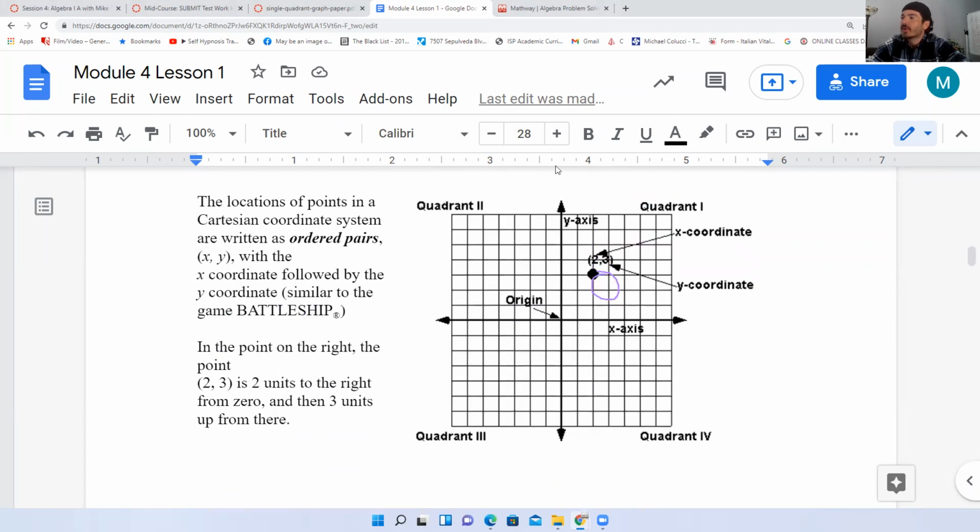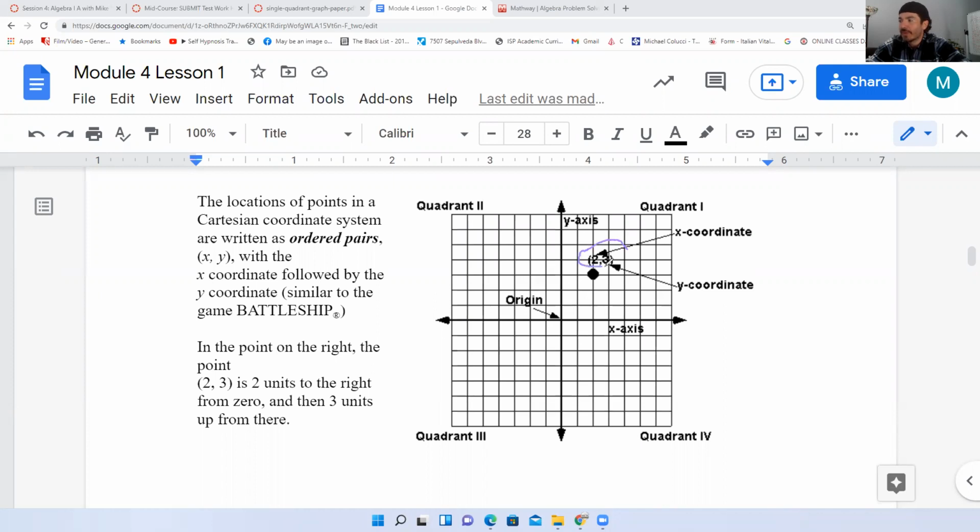The location of the points in the Cartesian coordinate system are written as ordered pairs. Those are points, x, comma, y, with the x coordinate followed by the y coordinate, similar to the game Battleship. That's an antiquated reference. In the point on the right, the point 2, 3 is 2 units to the right from 0, and then 3 units up from there. Okay, so if this is new to you, this is an incredibly important concept, how these ordered pairs look.